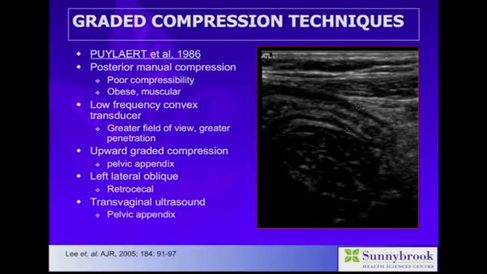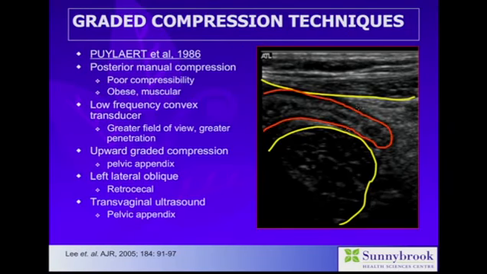So let's just review the techniques for visualization of the appendix. The graded compression technique was first described in 1986, and I think we're all familiar with that, starting in the right upper quadrant at the edge of the liver and moving down the right colon in order to identify the terminal ileum and cecum. Additional maneuvers can also be used, including posterior manual compression, in which the second hand of the ultrasound operator is placed underneath the patient and the appendix is compressed between the transducer and the posterior hand. And this will aid in compressing the structure of interest between the anterior abdominal wall and the psoas muscle posteriorly, and in this case, the appendix.